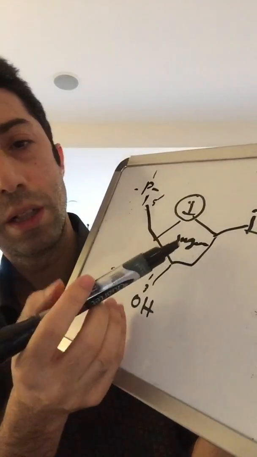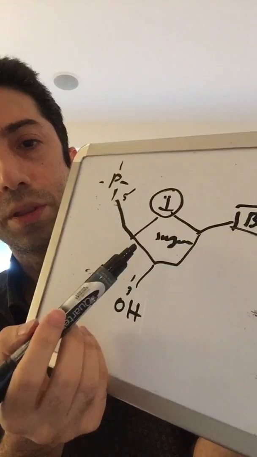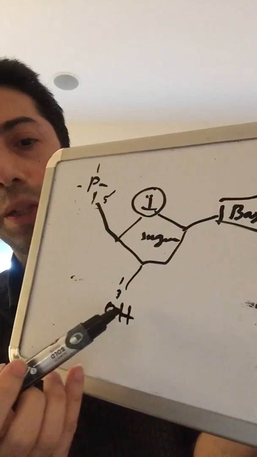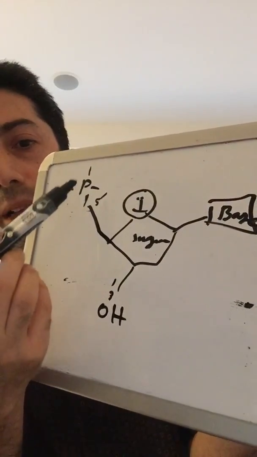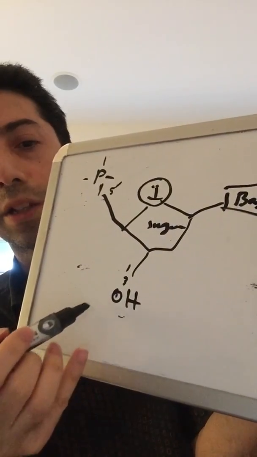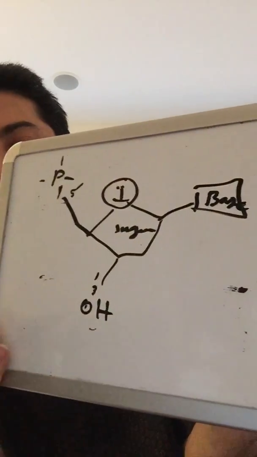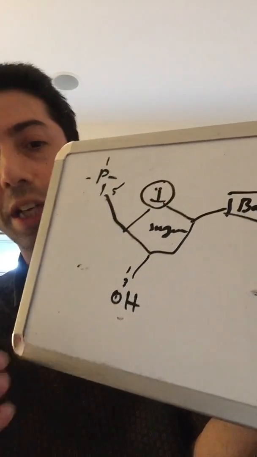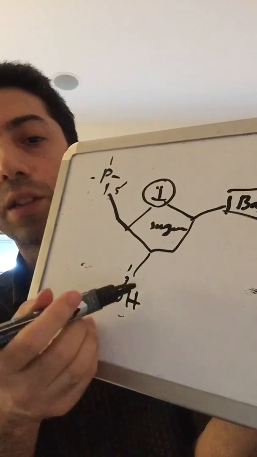So sugar, deoxyribose for DNA, and 3' end and 5' end phosphate. So you have to add another phosphate and another group here, basically to make the chain. So everything is added to the 3' end. All right, does it make sense?